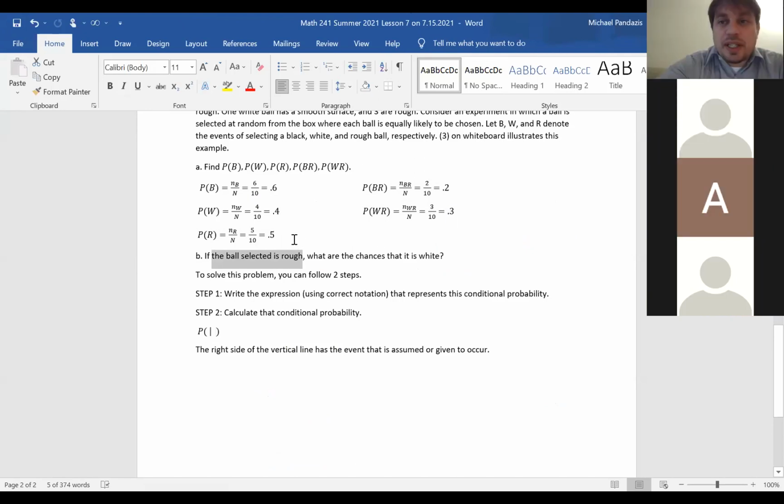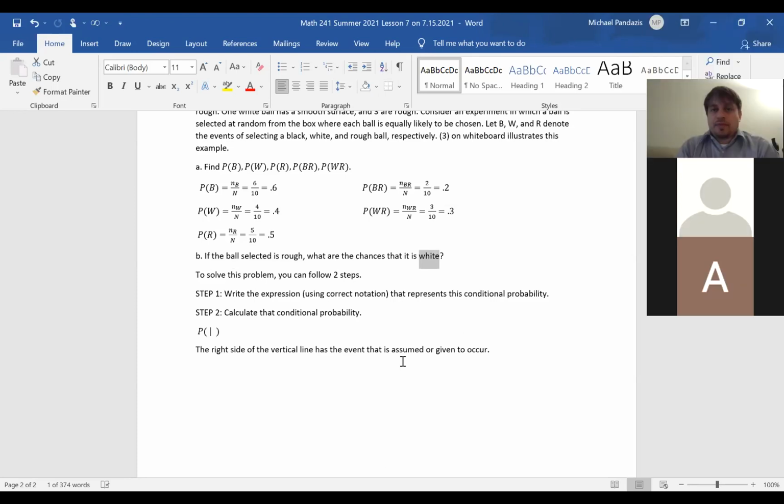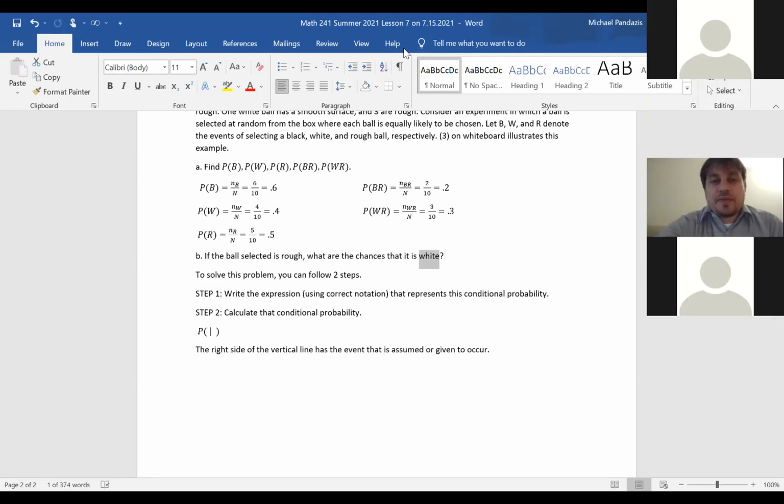Okay, everyone put down their hands. Thank you. Now I want you to raise your hands if you think that the assumed or given event to occur is that the ball is white. Okay, so I should see 15 hands raised, right? Everyone has an opinion, right?